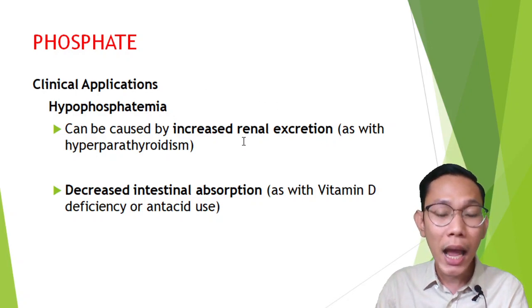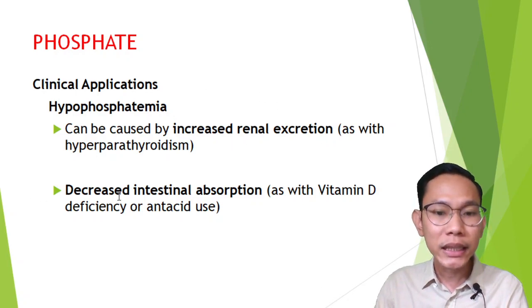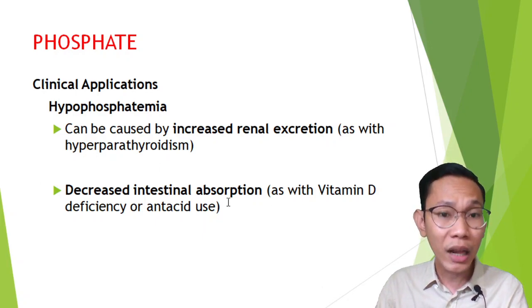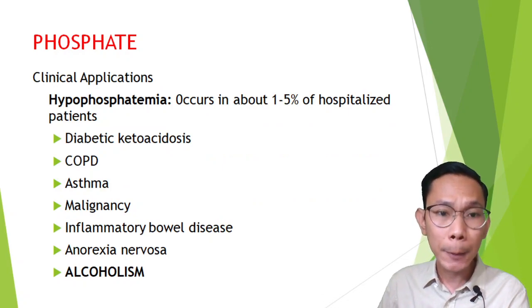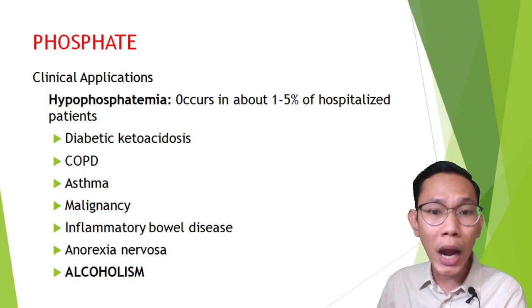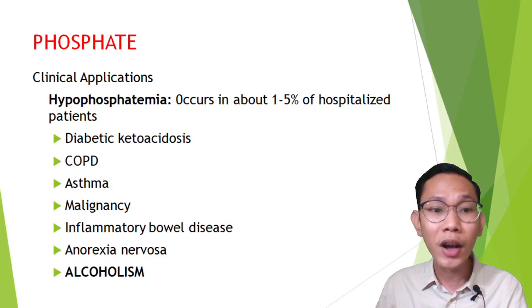Kaya nagkakaroon ng hypophosphatemia. Decreased intestinal absorption as well as vitamin D deficiency or antacid use. Because of decreased absorption, walang intestinal absorption ng phosphate, in short, mababa din ang level ng phosphate sa ating dugo. Also, your antacid can inhibit the absorption of your phosphate patungo sa circulation. So these are the different disorders that will lead into hypophosphatemia. Hypophosphatemia occurs in about 1 to 5% of hospitalized patients.